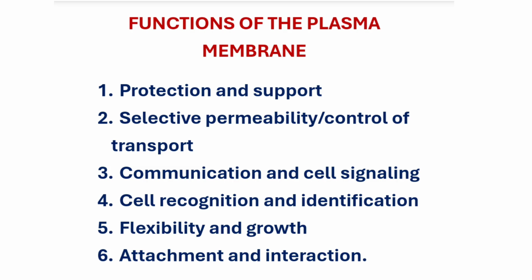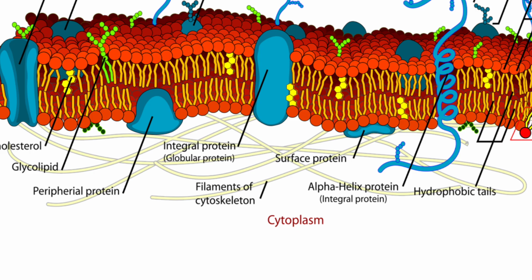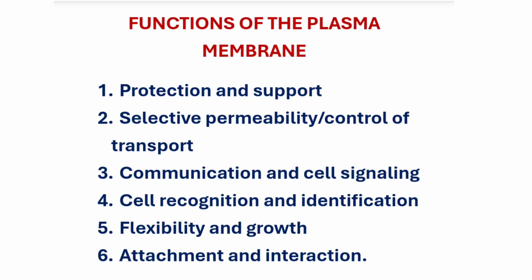Flexibility and growth. The membrane's fluid nature also allows the cell to change shape, grow, and divide. It also enables endocytosis, that's taking in of materials, and exocytosis, that's taking out of materials. Attachment and interaction. The cell membrane provides anchoring sites for the cytoskeleton inside the cell and extracellular matrix molecules outside. This strengthens the cell and helps it connect to neighboring cells.